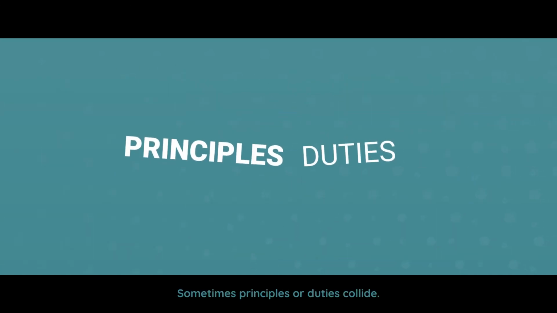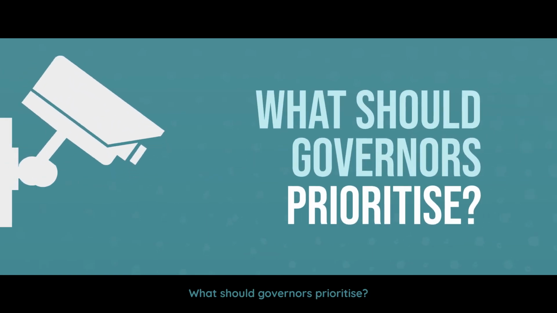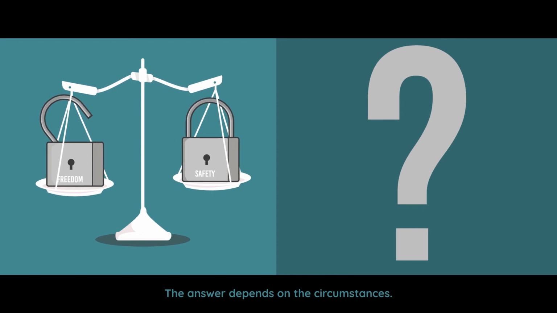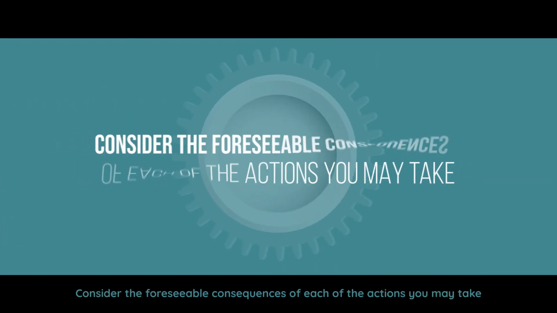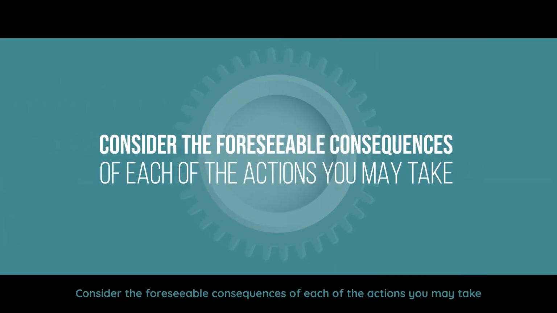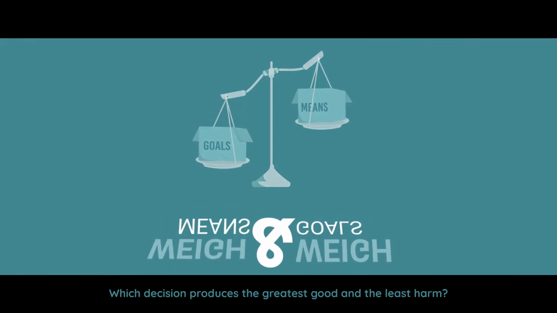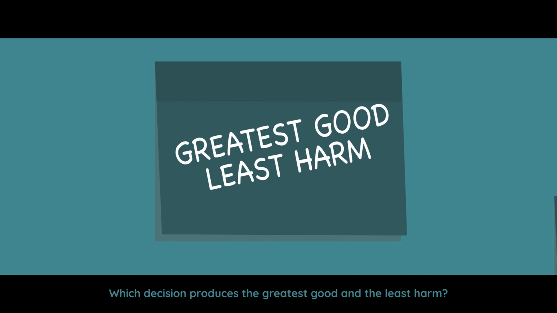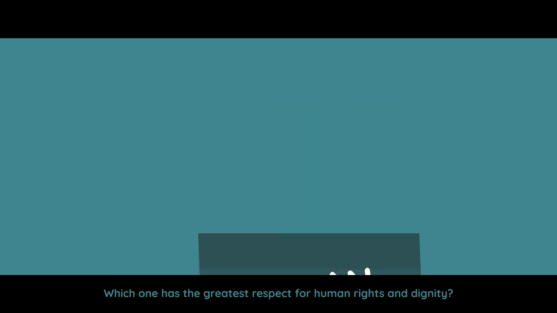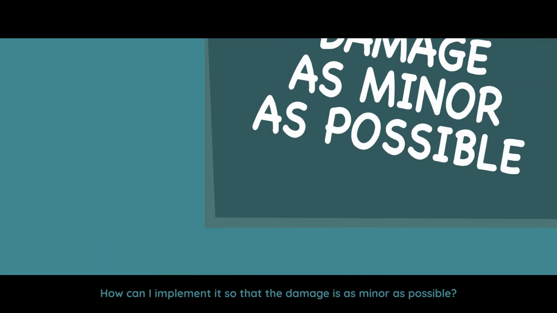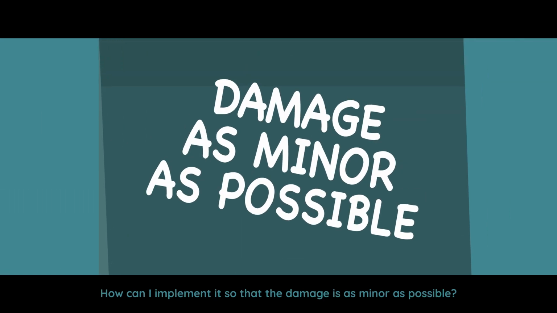Sometimes principles or duties collide. What should governors prioritize, freedom or safety? The answer depends on the circumstances. Consider the foreseeable consequences of each of the actions you may take and weigh the means and goals. Which decision produces the greatest good and the least harm? Which one has the greatest respect for human rights and dignity? How can I implement it so that the damage is as minor as possible?